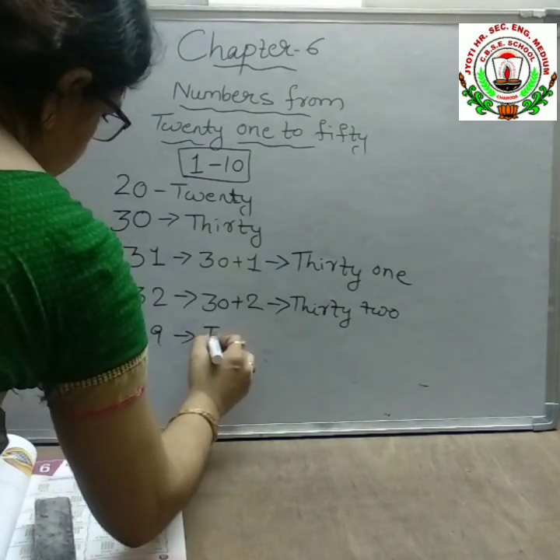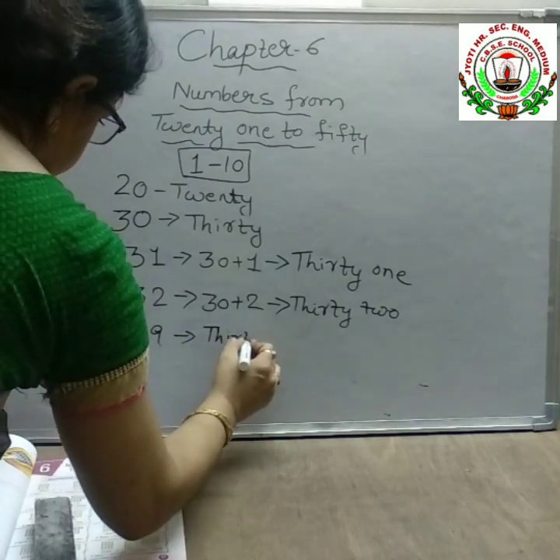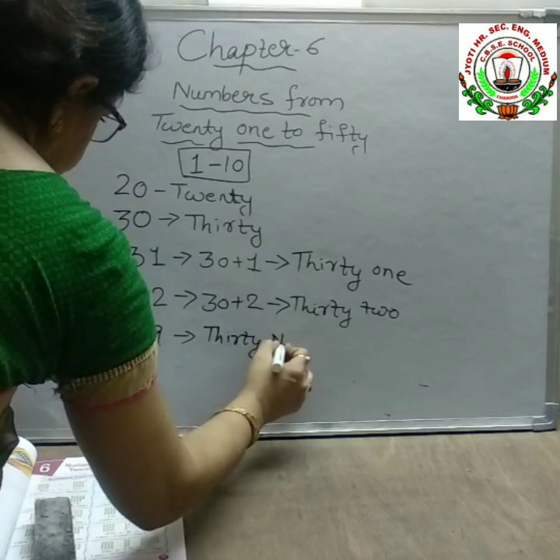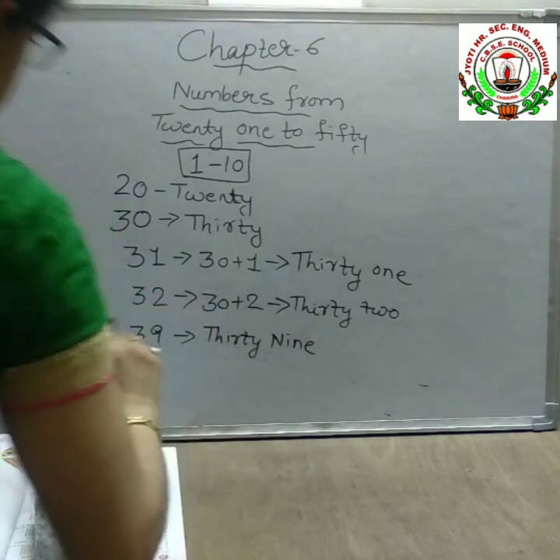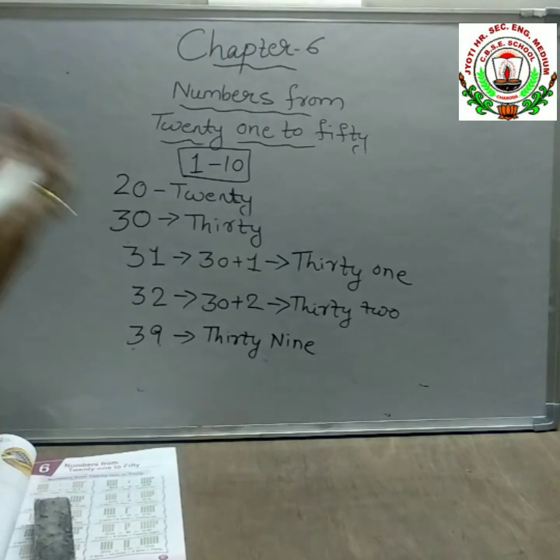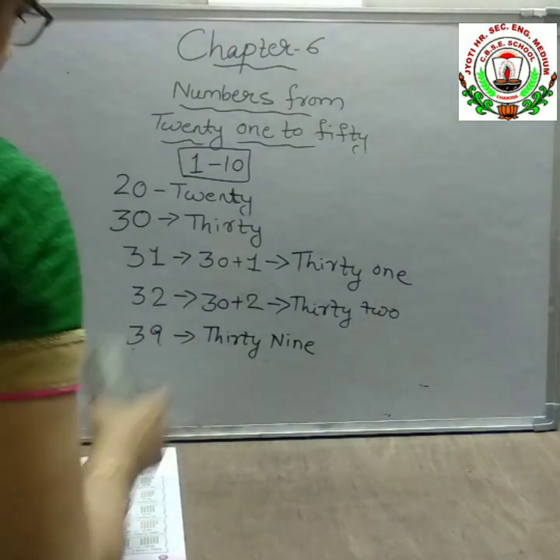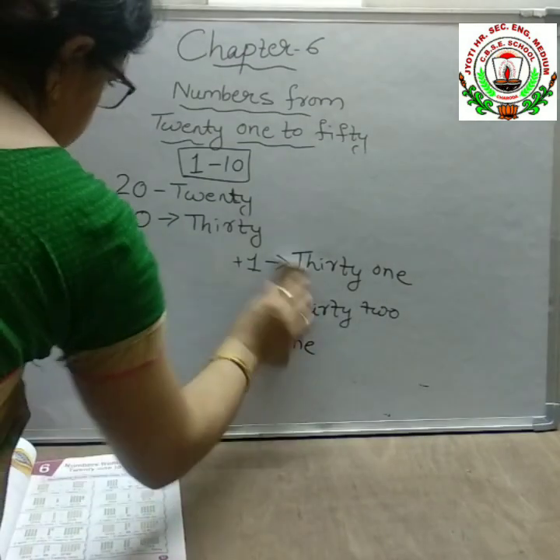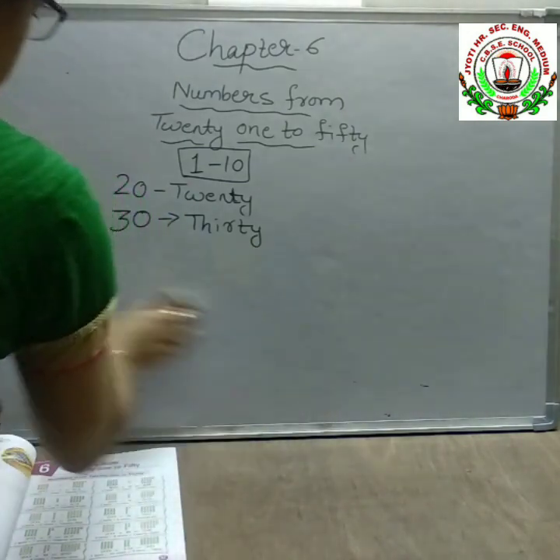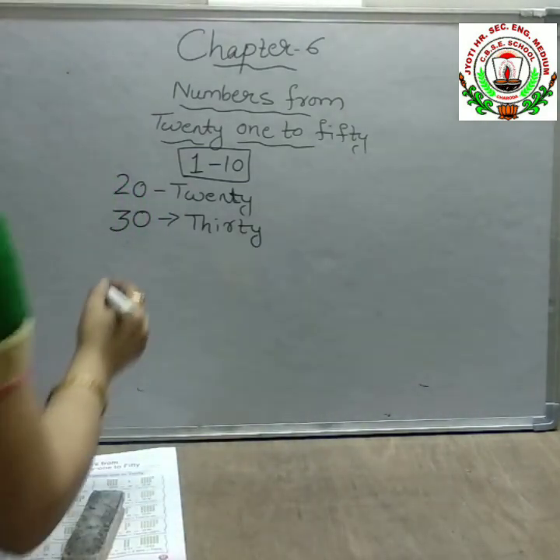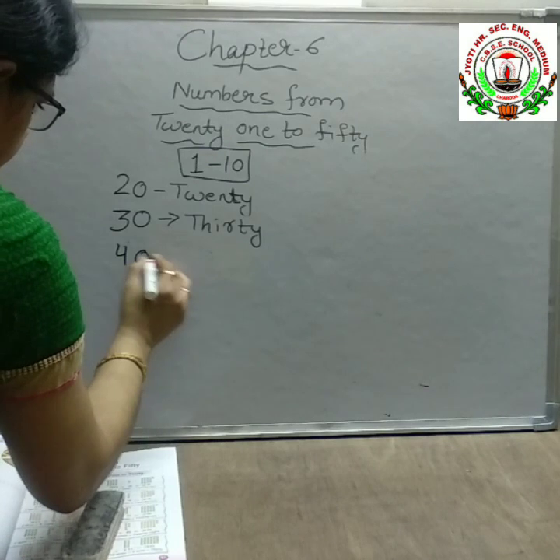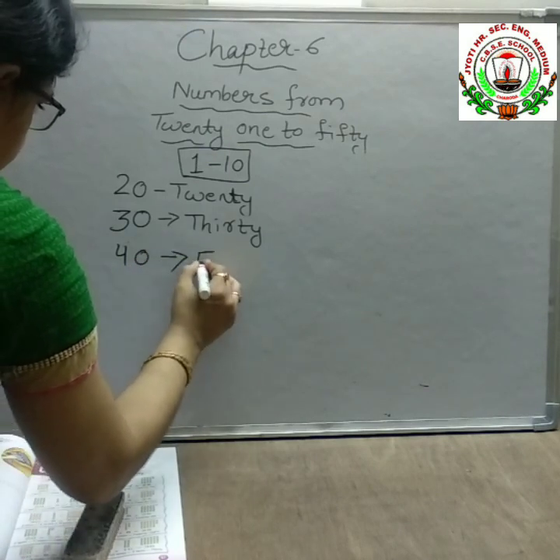39. So how will you write 39? It is 30. So student, after 39, which number is coming? All of you know the counting now. So after 39, which number is coming? 40. So what is the spelling of 40?